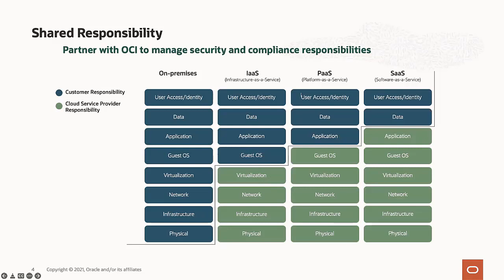And then with platform as a service, you can see that the operating system is now a responsibility of the cloud provider. And then with software as a service, or SaaS, the application is also the responsibility of the cloud service provider. So with a SaaS model, as an end user, you're only going to be responsible for the data that you're putting into the application and managing your users.